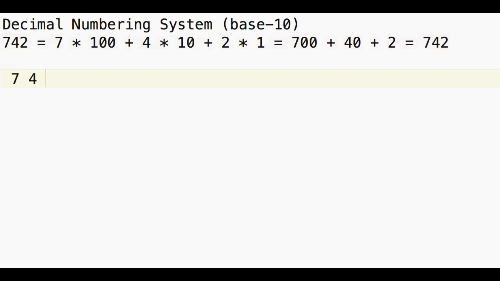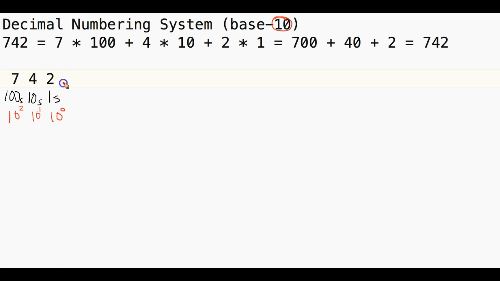Let's think about the 7 and the 4 and the 2 for a moment. Think about your place value. This 2 is in the 1's place, this 4 is in the 10's place, and the 7 is in the hundreds. Well, those can be represented as powers of 10 because it is base 10. So this is 10 to the 0, 10 to the 1, and 10 squared. So that's how place value works for decimals.